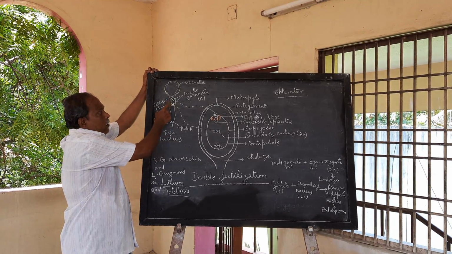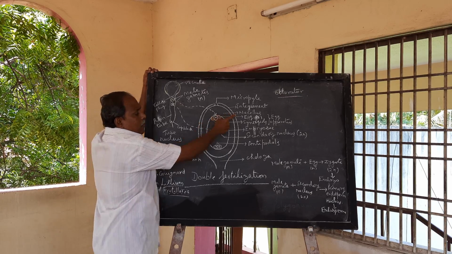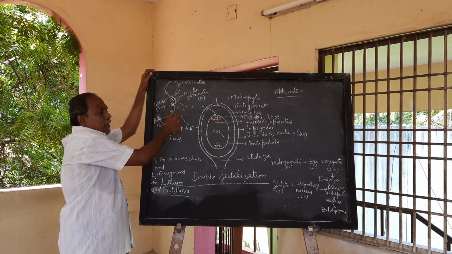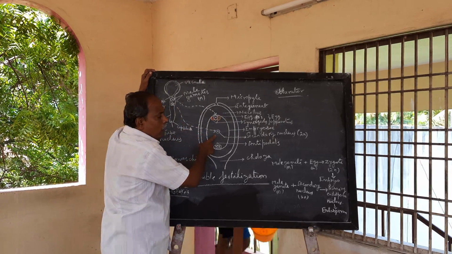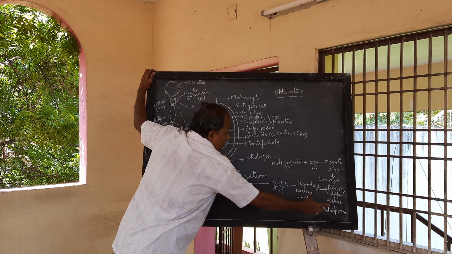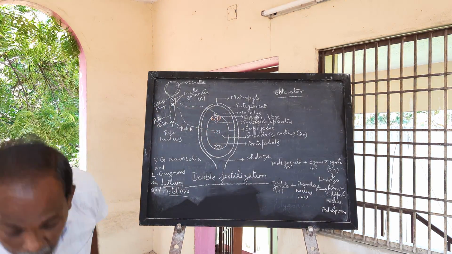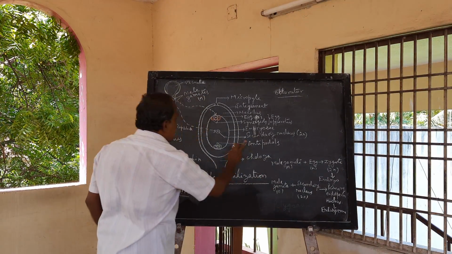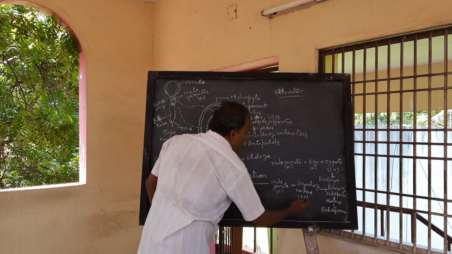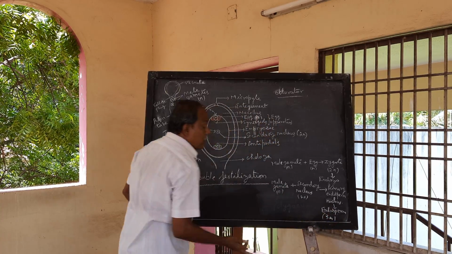Of the two male gametes, one male gamete fertilizes the egg, resulting in the formation of a diploid zygote. Another male gamete fertilizes the secondary nucleus to form the primary endosperm nucleus. The primary endosperm nucleus gives rise to endosperm. The primary endosperm nucleus is triploid, because the secondary nucleus is diploid, and 2n plus n gives 3n. So endosperm is 3n.